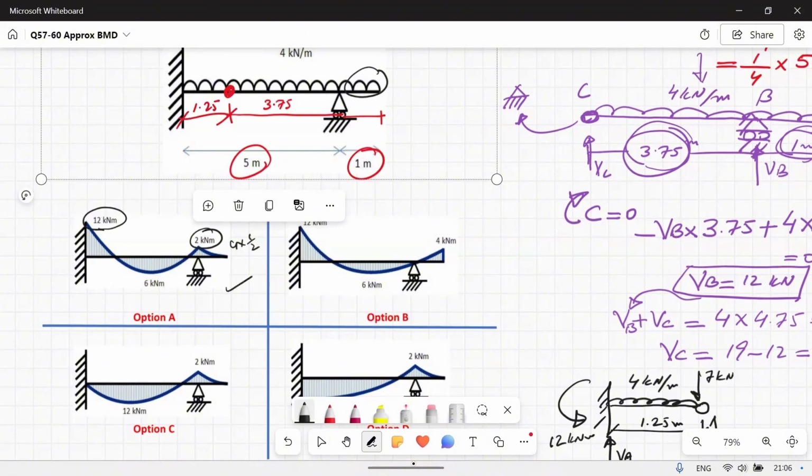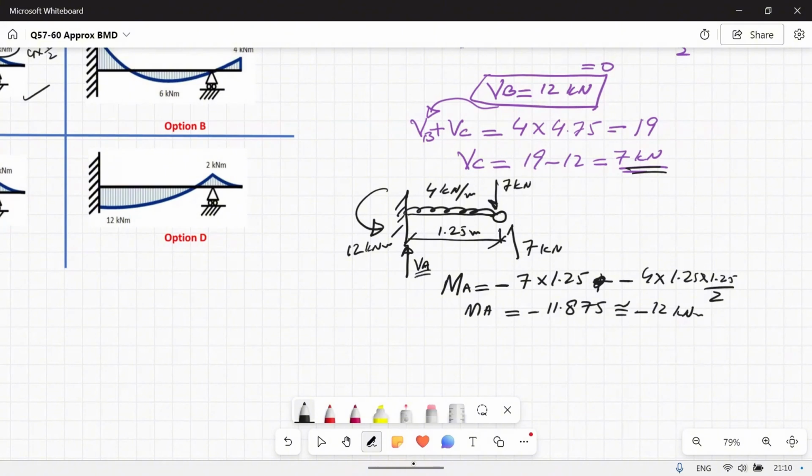So correct option is option A. But now if you want to find out value of this sagging moment, then you will need reactions first. So for reactions, the reaction over here VB is known to us, which is 12. Again, reaction at A is going to be equal to what we have applied over here. So 7 kilonewton plus 4 times 1.25, so that will give me 12 kilonewton. So reaction is 12 kilonewton.